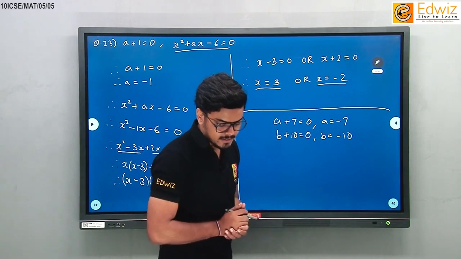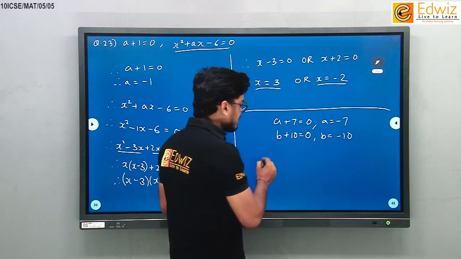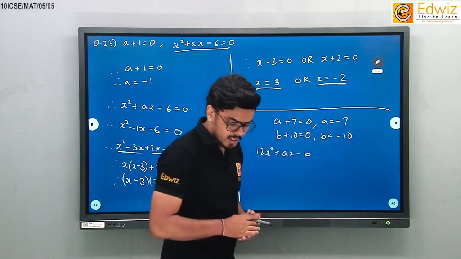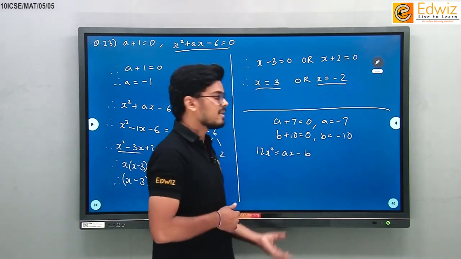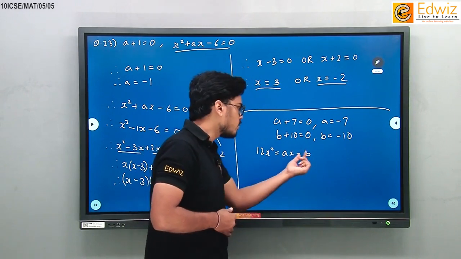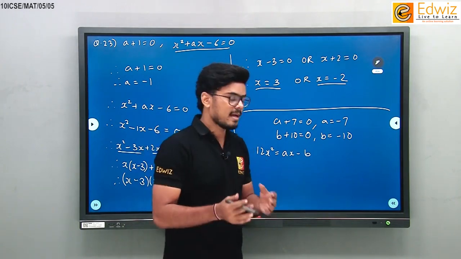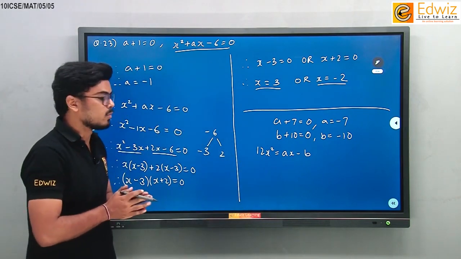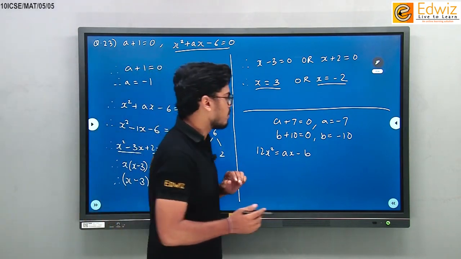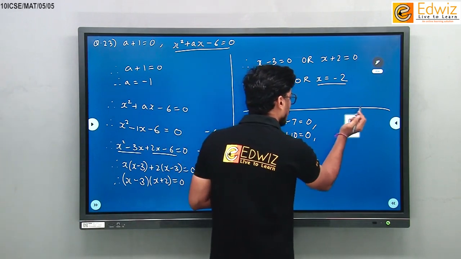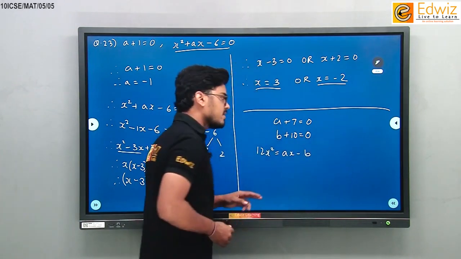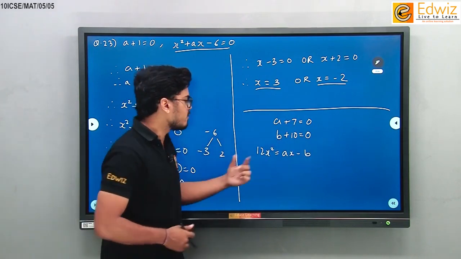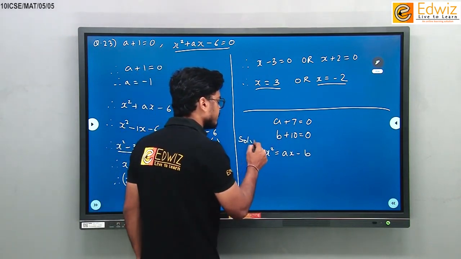Then they have given you an equation which you need to solve. The equation is 12x square equals ax minus b. In this, just substitute the values of a and b, and then solve it like the previous question. That's what you have to do. So I hope you can do this question on your own. I'll leave it up to you as your homework. So the question is a plus 7 is 0, b plus 10 is 0, and you have to solve for x in this equation.